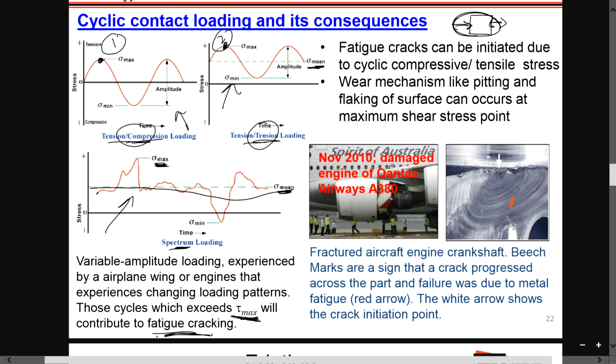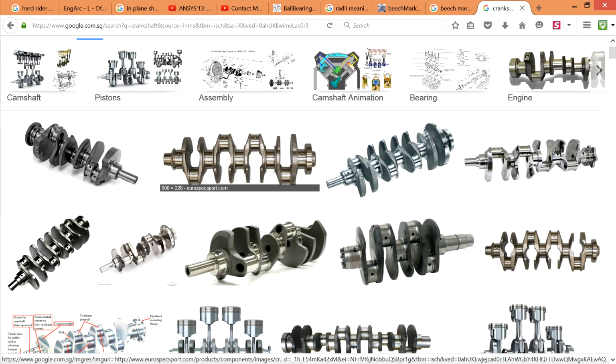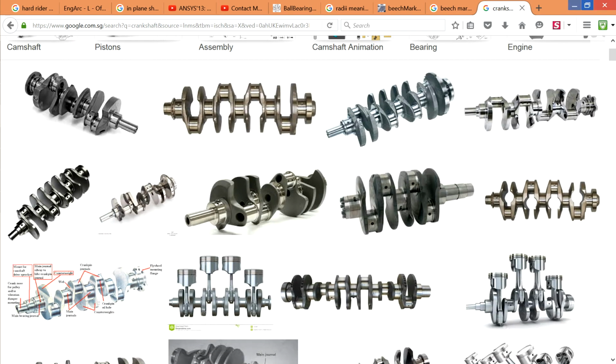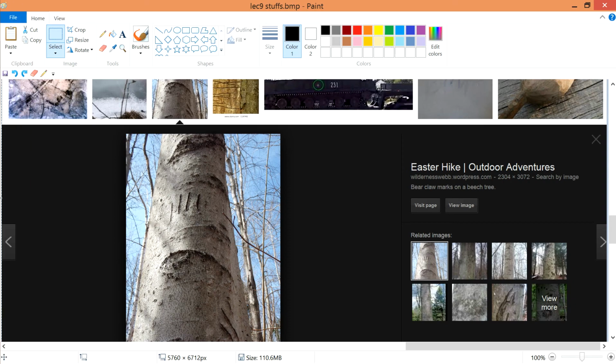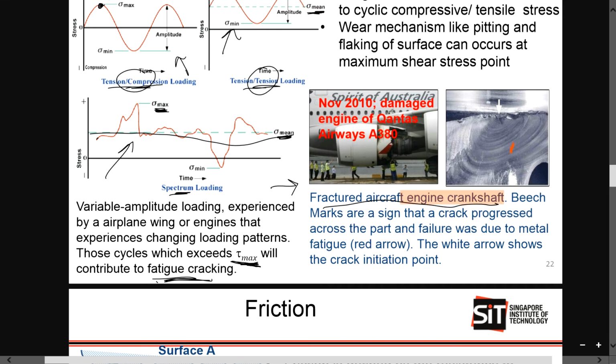And fracture of an aircraft engine crankshaft. So these are all the stresses that may occur. I can click the picture, so give me a while. Fracture of an aircraft engine crankshaft. Just to show you, the crankshaft is something like a piston type of thing. I won't go into details. But for the fractured aircraft engine crankshaft, the beach marks are the sign that a crack actually progressed.